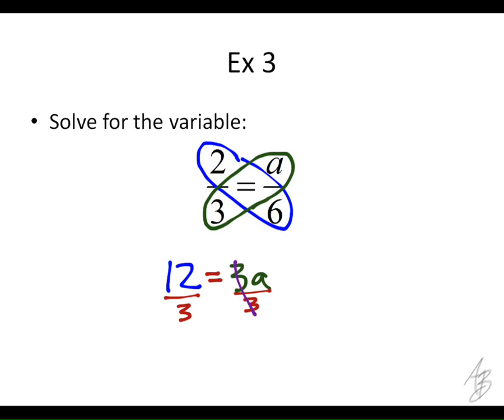And so 3's cancel here. What's 12 divided by 3? And on the right side, when the 3's cancel, what's left? So we get 4 equals a.